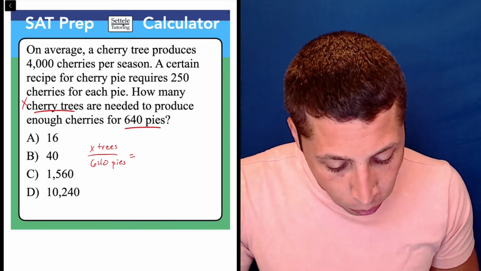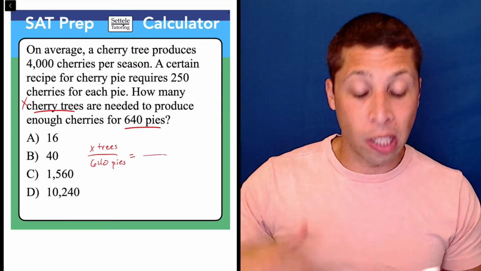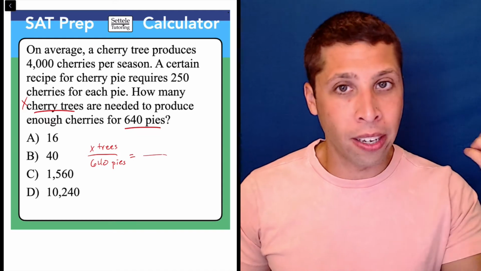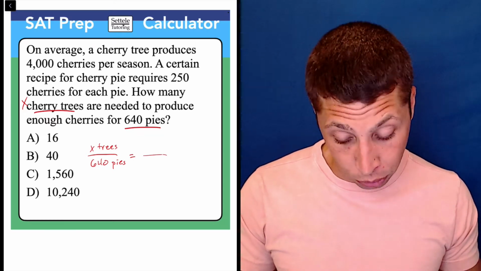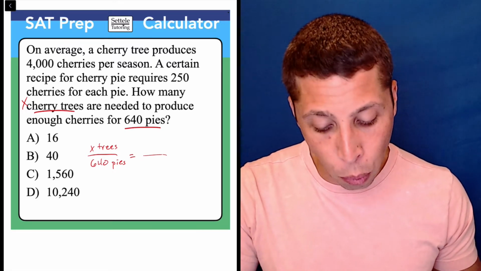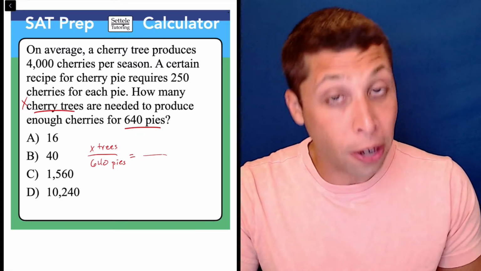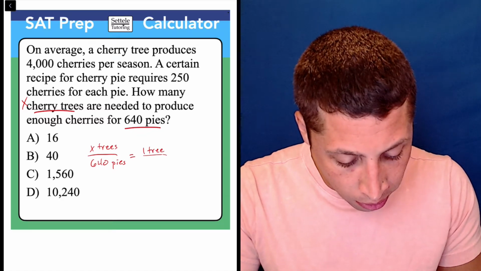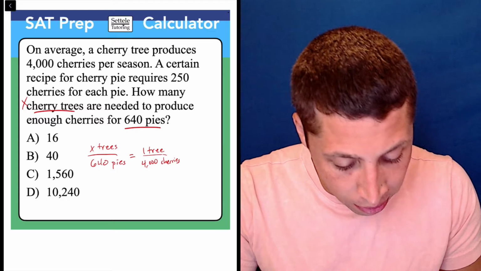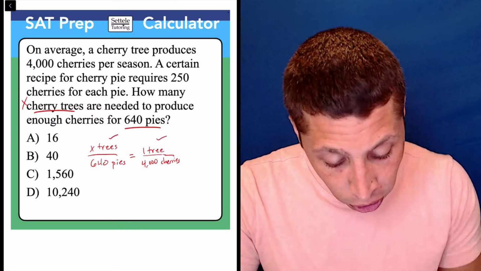And in order to do that, we're going to use other rates in the question, and specifically we're going to focus on either a rate that involves trees or a rate that involves pies to start. I just need one of those two things. So let's look at the first sentence. On average, a cherry tree produces 4,000 cherries per season. So there's a rate. One tree is 4,000 cherries, okay? So that's good for a start on the top, right?